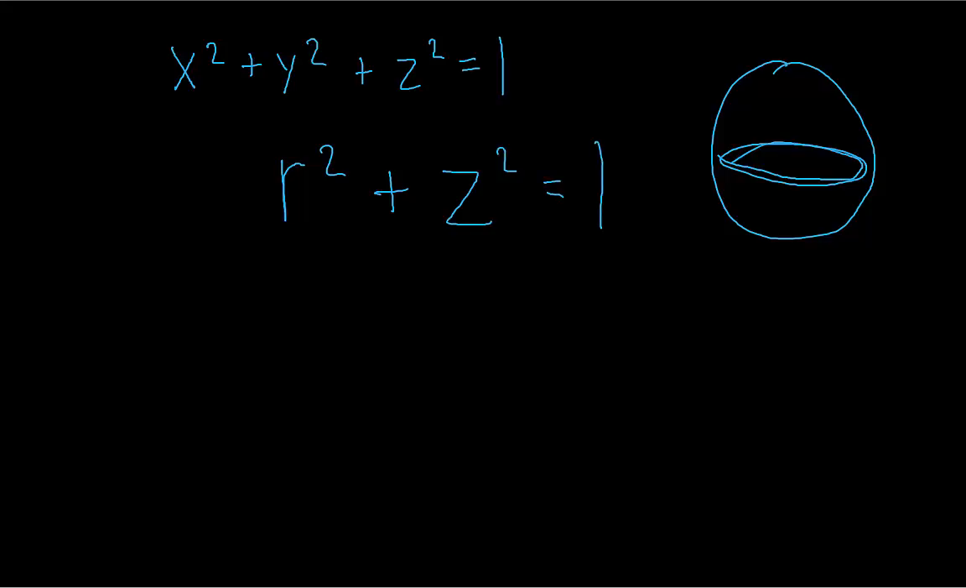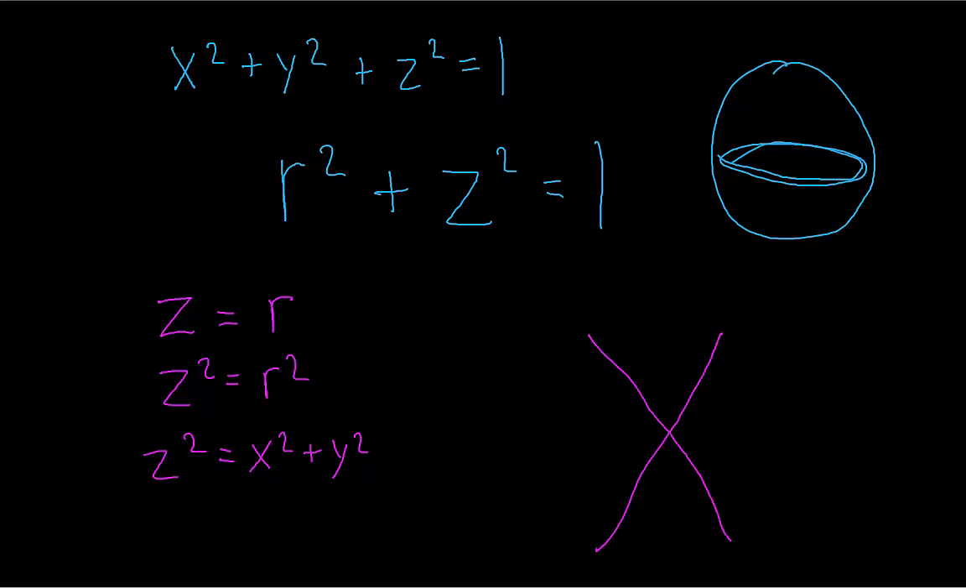Say we have this equation z equals r. So this equation is already in cylindrical coordinates, and we want to find the same equation in rectangular coordinates. So if you square both sides, and then replace the r squared with x squared plus y squared, you can see that it's an equation of a cone.